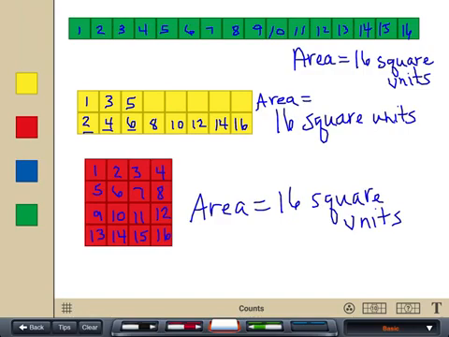All right, so you're really doing a great job on this, y'all. You're getting the hang of it, and you're remembering that area is the amount of space inside an object. All right, guys, I hope you have a great day.